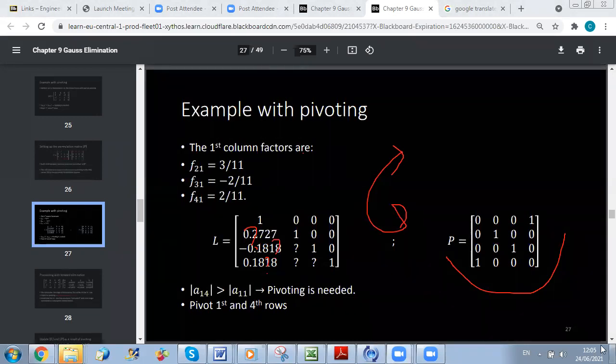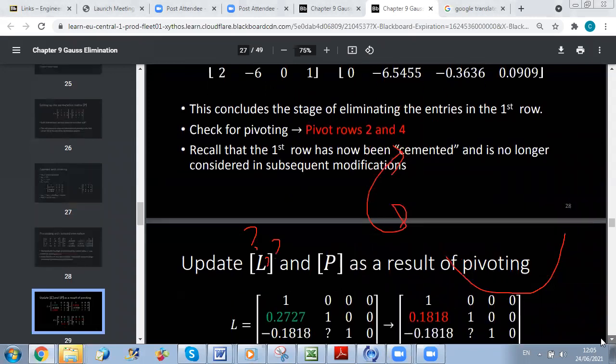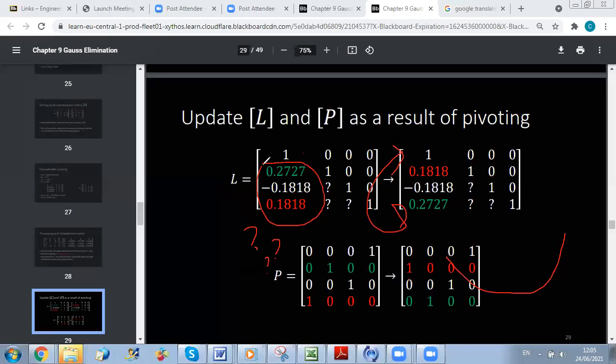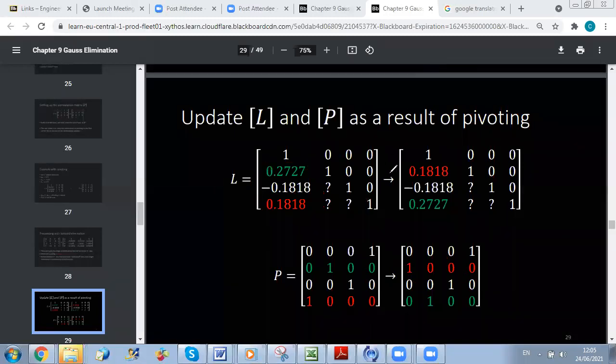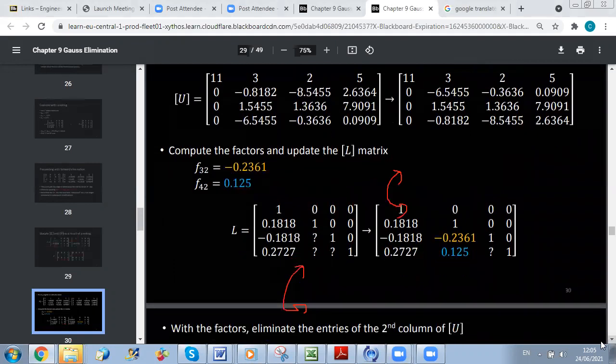But in the next operation, when we did pivoting a second time, L already had elements, the elements of the first column. This is why we did the pivoting operation for L, and we did pivoting between rows 2 and 4 for P. Then, when we conducted the third pivoting procedure at the end, we also updated L and P.